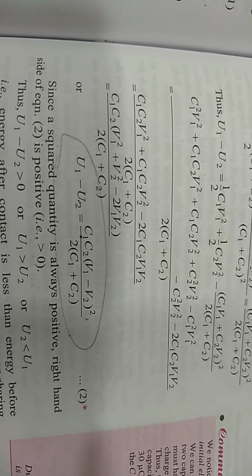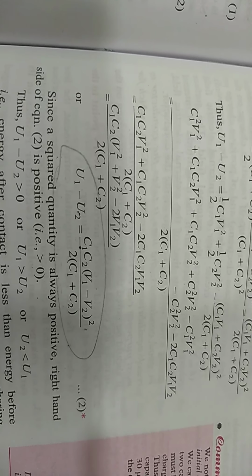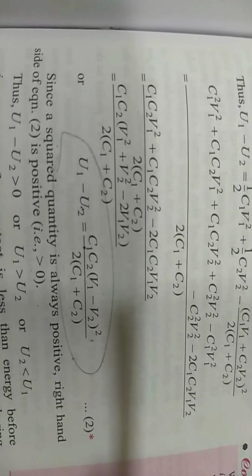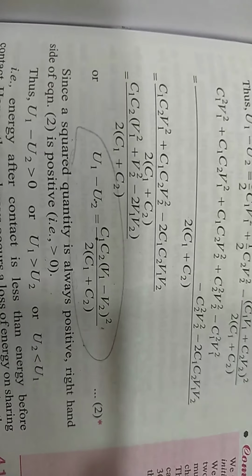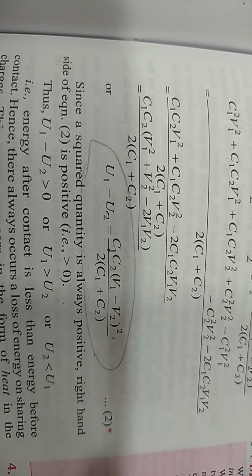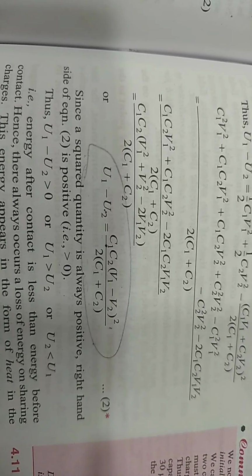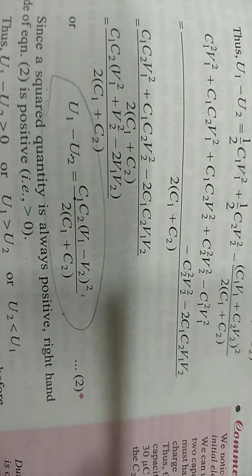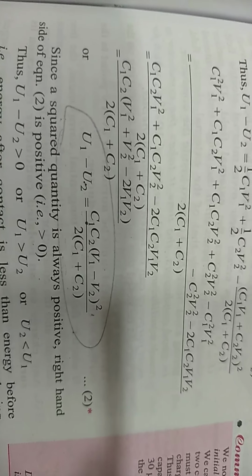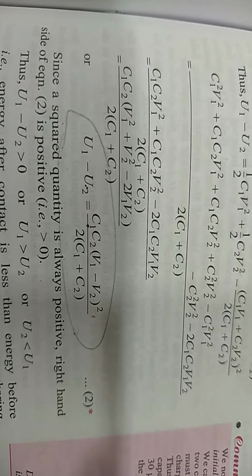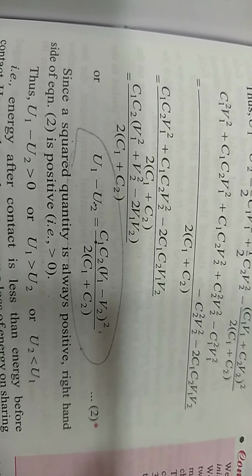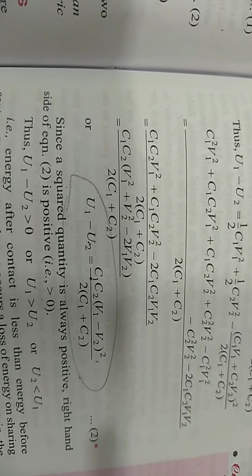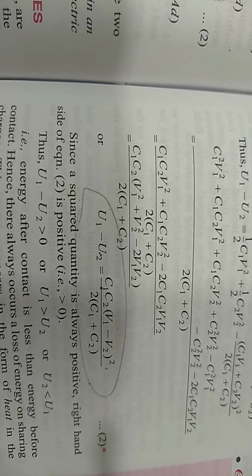If one capacitor is uncharged initially, it is like one bottle is filled with water and one bottle is empty. It can be like that also. One bottle has more water, one bottle has less water. So depending on conditions, but if one capacitor is neutral, then initially this V2 will become 0. I hope you have understood this energy losses on sharing the charges. So now let us go for the next topic.